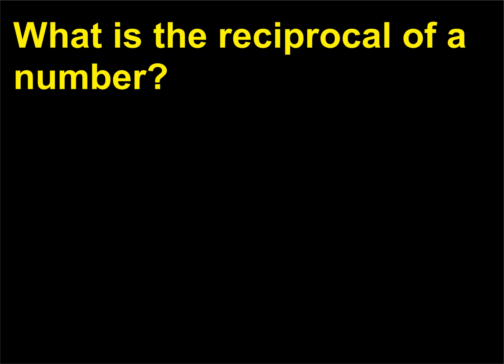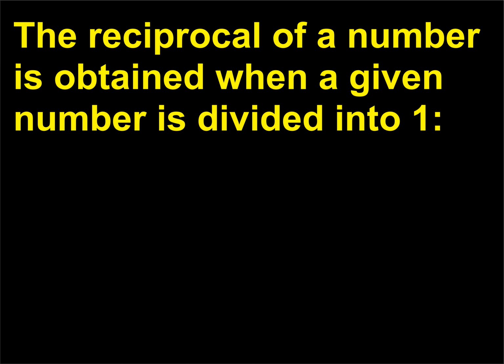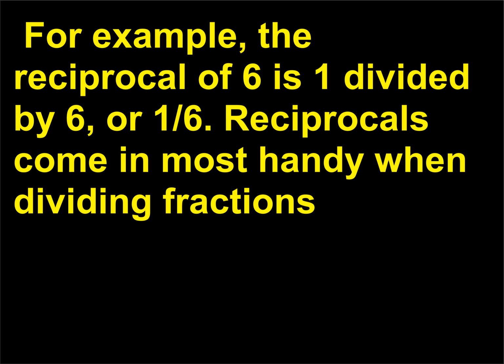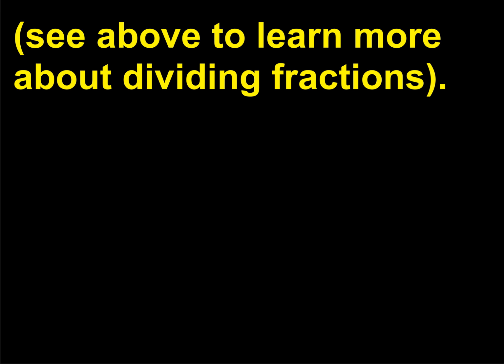What is the reciprocal of a number? The reciprocal of a number is obtained when a given number is divided into 1. The result is called the reciprocal of that number. For example, the reciprocal of 6 is 1 divided by 6, or 1/6. Reciprocals come in most handy when dividing fractions. See above to learn more about dividing fractions.